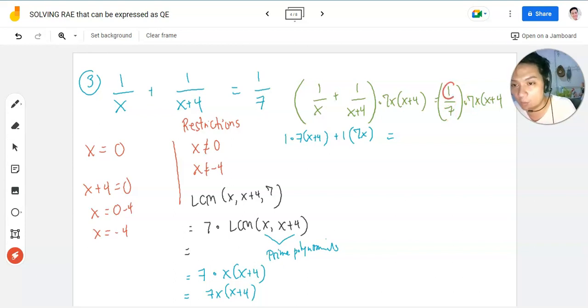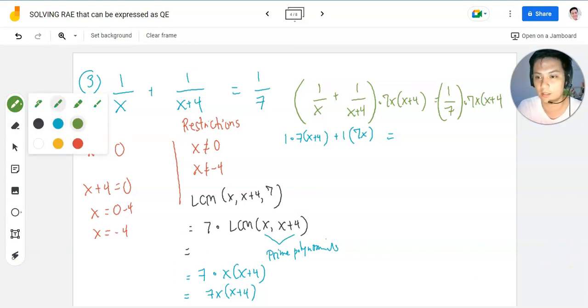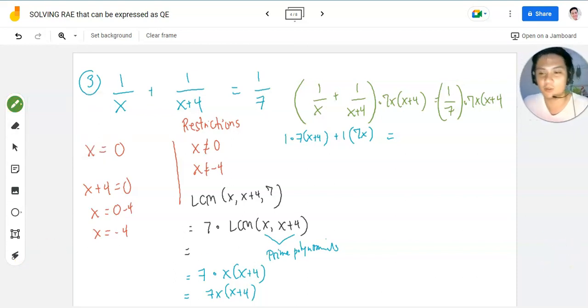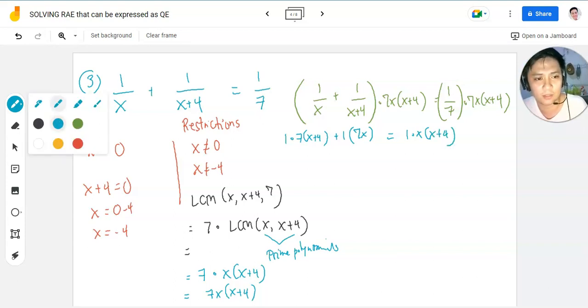So, matitira 1 times quantity x times the product of x and x plus 4. And parang natatakpan yung close parenthesis na sa right side. Ay, hindi. Wala talaga siyang close parenthesis. Nakalimutan natin. Okay, yan. So, let me write the product. 1 times the quantity or the product of x and x plus 4. Ayan. So, let's simplify muna yung each term.